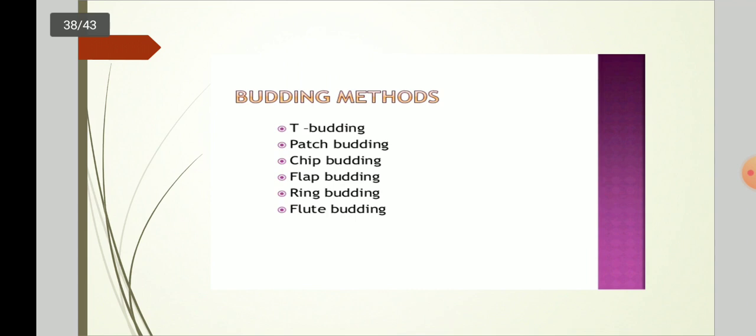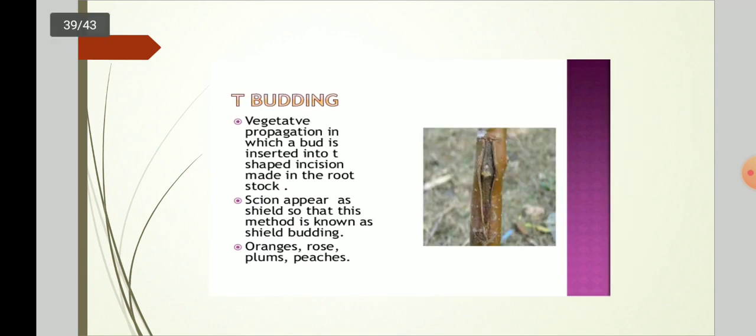So there are different methods of budding. Those are T budding, patch budding, chip budding, flap budding, ring budding, and flute budding. Generally, we see T budding.